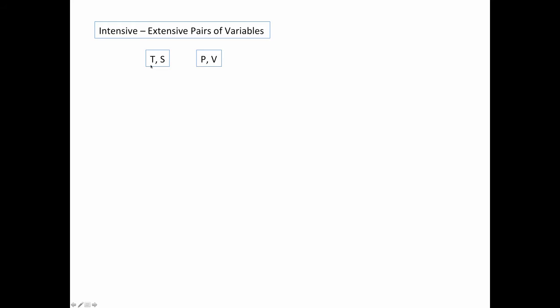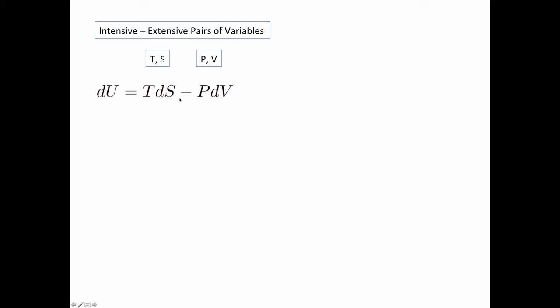It's useful to remember that each term in a thermodynamic identity contains a pair of variables, and one of the pair is intensive and one of the pair is extensive. In other words, one of the pair doesn't change when you double the size of the system, and one of the pair doubles in size when you double the system. So temperature and entropy are one pair. Entropy is intensive, temperature is extensive, and pressure and volume are another pair. Volume is intensive, pressure is extensive. And the thermodynamic identity for internal energy we're familiar with by now is just TdS minus PdV.